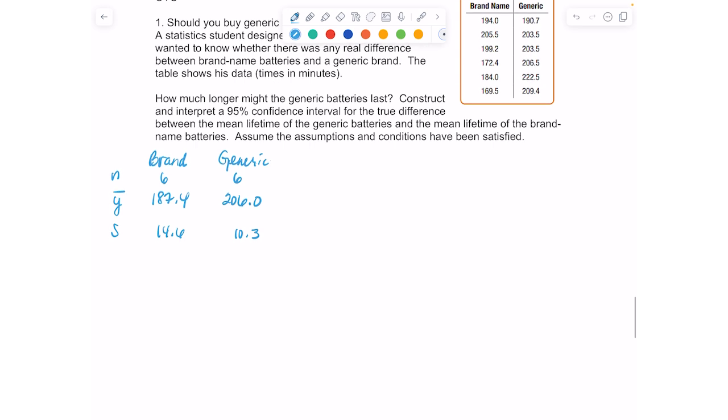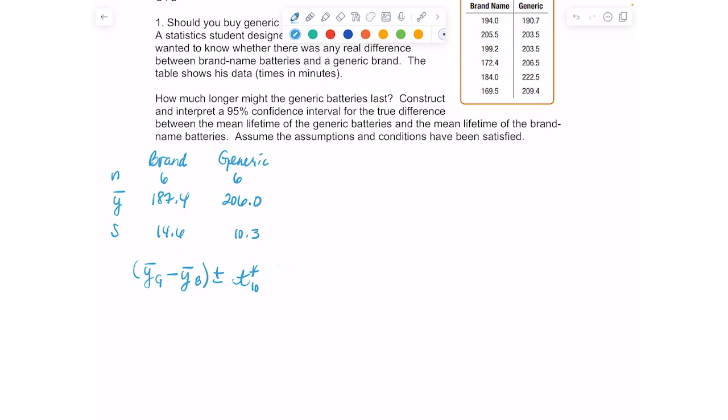And here I'm conducting a 95% confidence interval. So how much longer might the generic batteries last? I want to keep it positive, so I'm going to do y bar generic minus y bar brand. That'll give me a positive number, plus or minus my t star. I know that my sample size is 6 for each, 6 plus 6, and when I subtract 2, I get 10 for my degrees of freedom. Remember, that's an estimate.